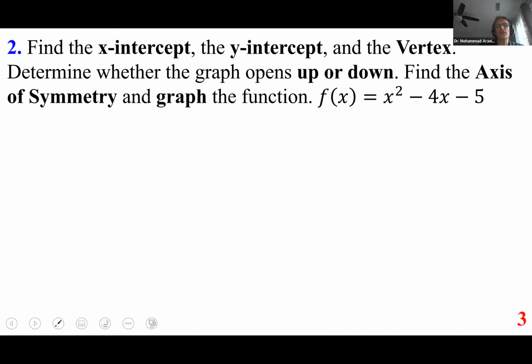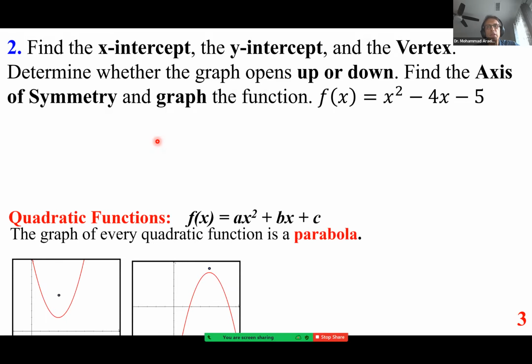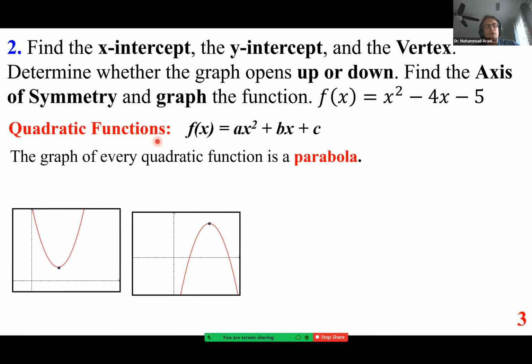We want to graph this function. So we are asked to find the x-intercept, the y-intercept, the vertex, determine whether it opens up or down, the axis of symmetry, and so on and so forth. To do that, let's quickly recap what we learned about quadratic functions, which are in this form, ax squared plus bx plus c.